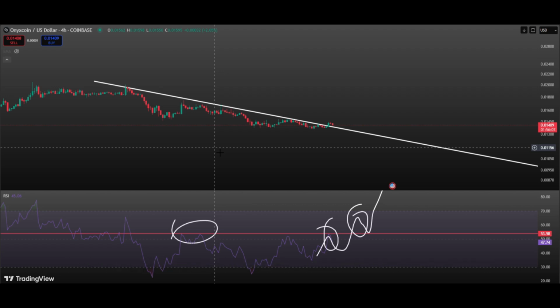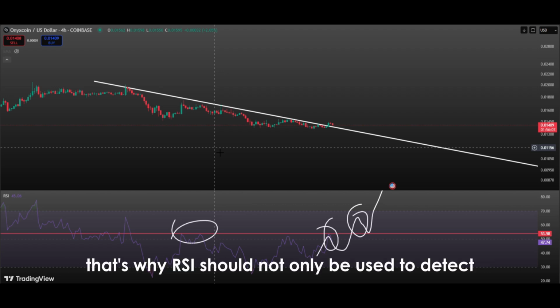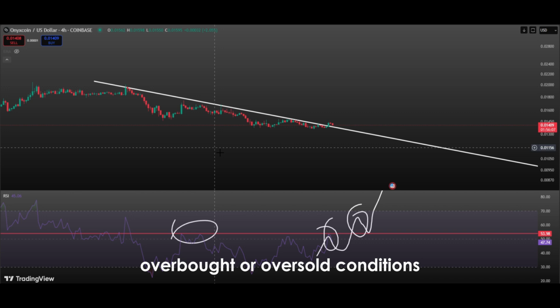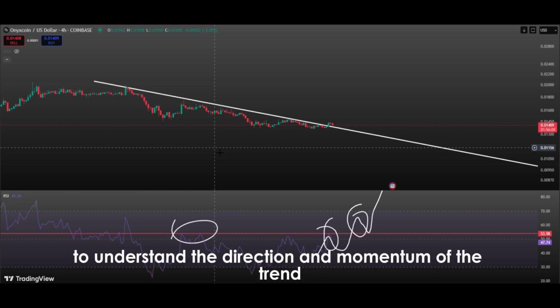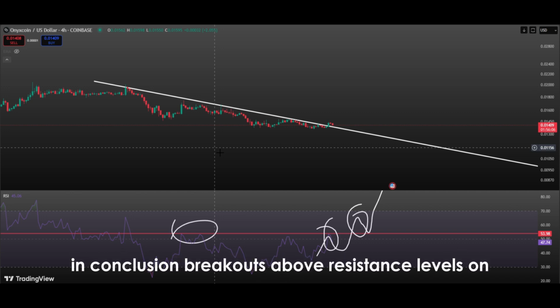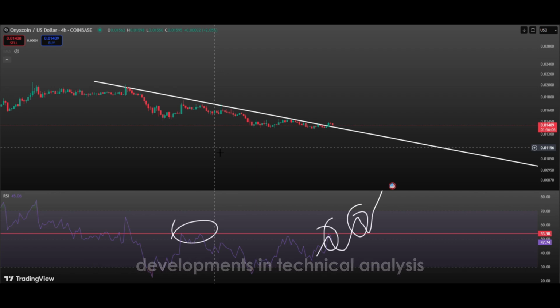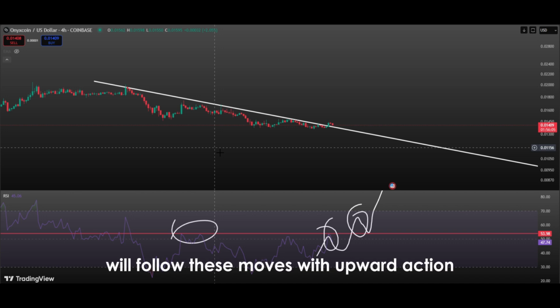That's why RSI should not only be used to detect overbought or oversold conditions, but also to understand the direction and momentum of the trend. In conclusion, breakouts above resistance levels on RSI are extremely positive developments in technical analysis, and it's highly likely that price will follow these moves with upward action.